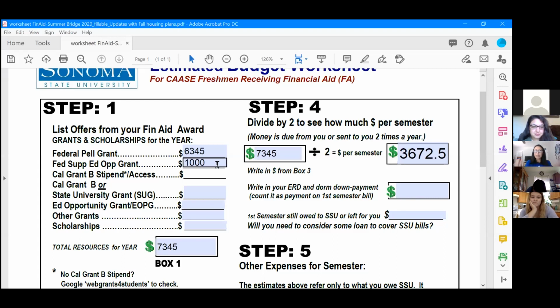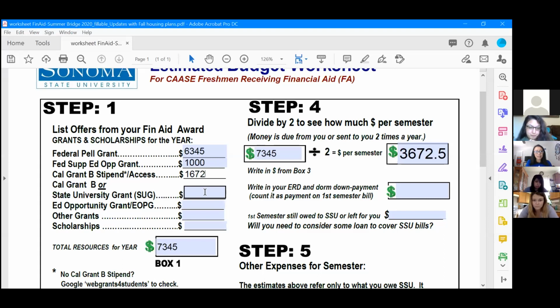Alrighty, so I'm done with my federal grants. I'm going to move into my state aid now. So Erica, do I have a Cal Grant B stipend or access amount? Let's see. It looks like for Cal Grant B, we have 1672.